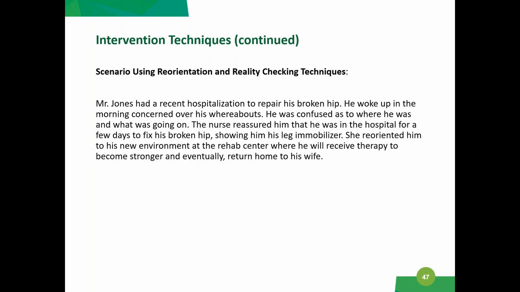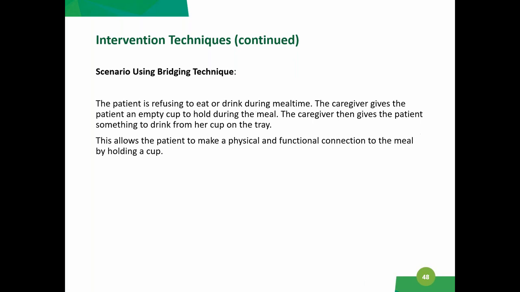So this is the reorientation technique, which is the facilitation of awareness to himself and others, his or her location and the environment, and the current time, the passage of time and the current situation. And then by having her draw attention to his leg immobilizer, this is a form of reality checking. It can be a way that he can check back in. Where am I? What am I doing? Oh, that's right. Let me look. I've got a leg brace. I had something go on with my leg. It's my hip. I'm here for rehab, right? Giving him something to center his reality might go a long way to support his cognitive ability.